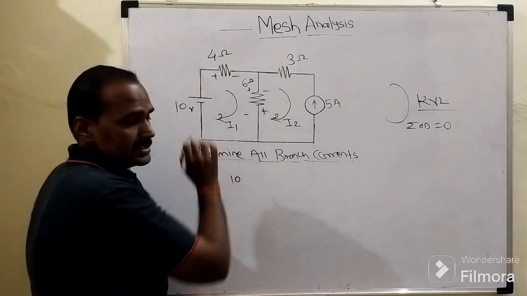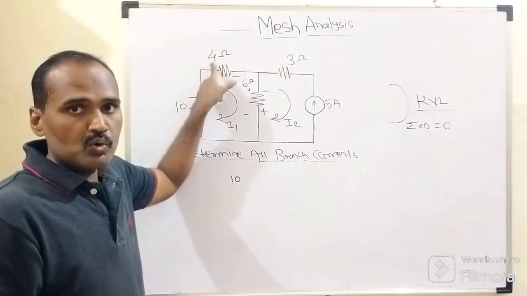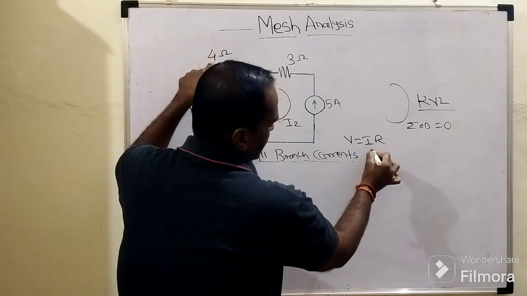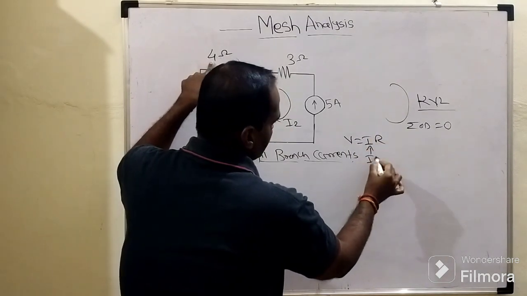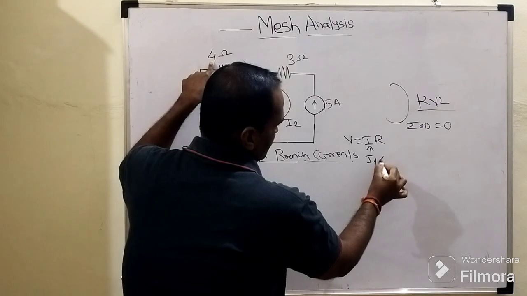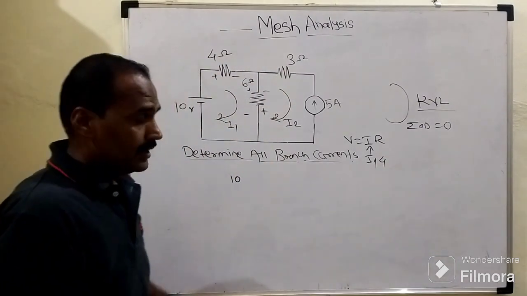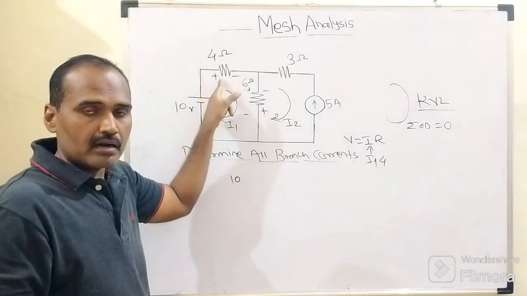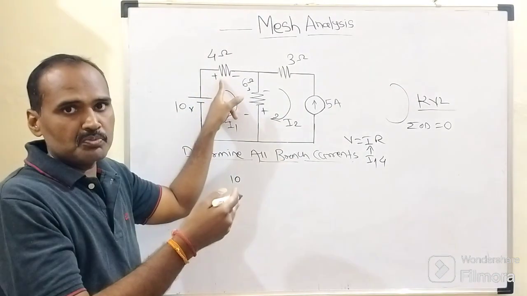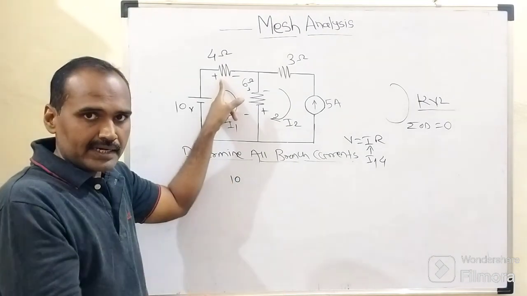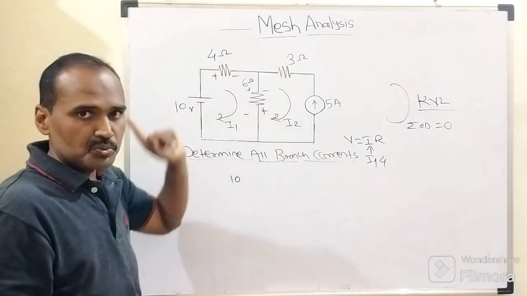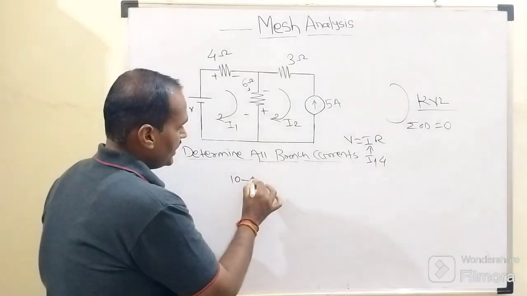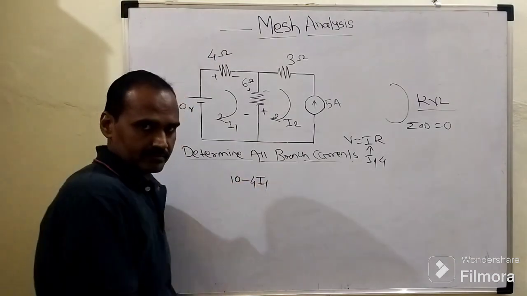Then we need to consider the ohmic drop across this 4 ohm resistor. According to Ohm's law, V equals I into R. Which current flows through this 4 ohm resistor? I1. The value of the resistor is 4. I1 flows through this resistor from left to right, which means we follow the direction of the assumed current. While following the direction of the assumed current, we are going from the positive to the negative plate. That's why its sign becomes opposite. It will become negative, so minus 4 times I1.